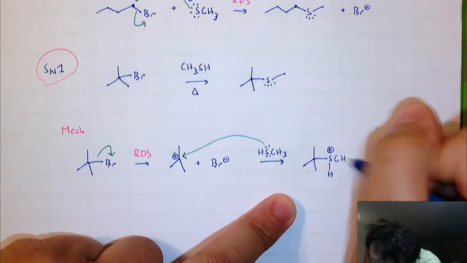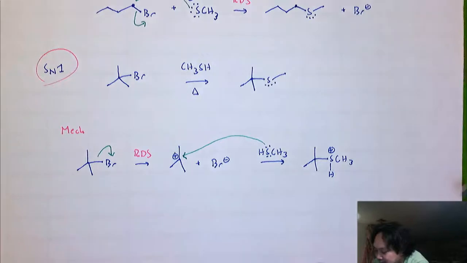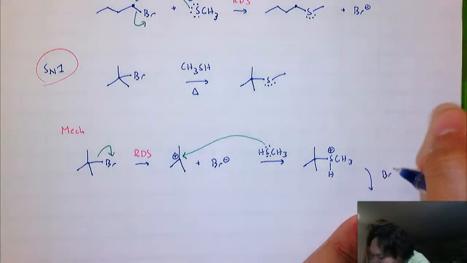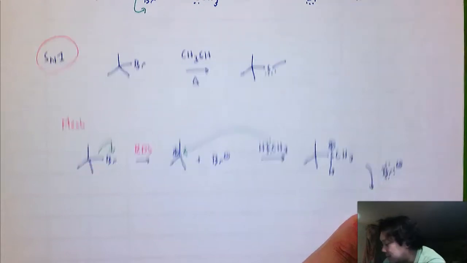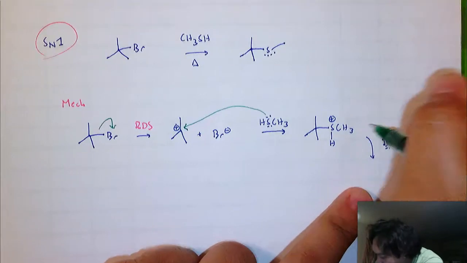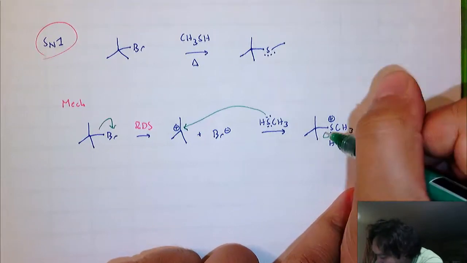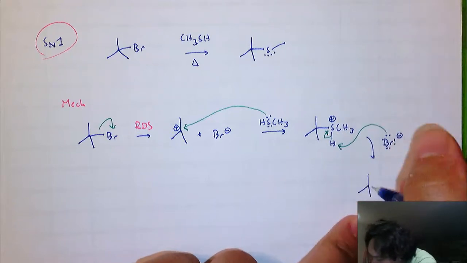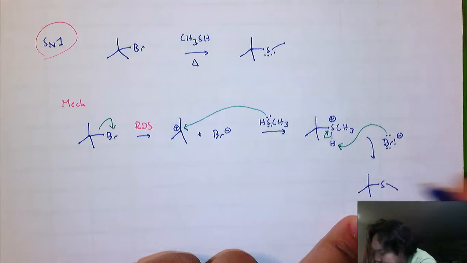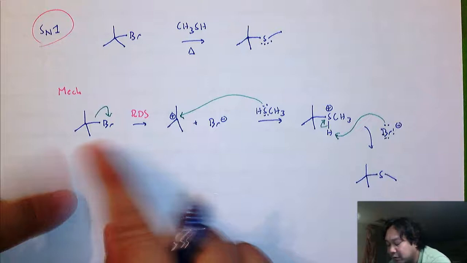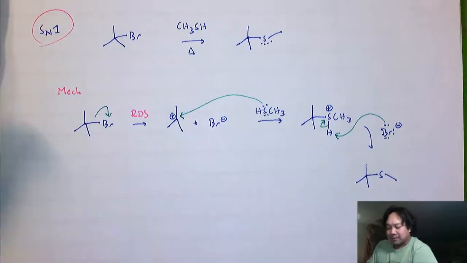I'll write CH3. And then, yeah, we could use a Br minus. Okay, be a little bit neater than I am, for the sake of your grader. Okay, that should be the product. You don't have to draw the lone pairs. Rate determining step, unimolecular.